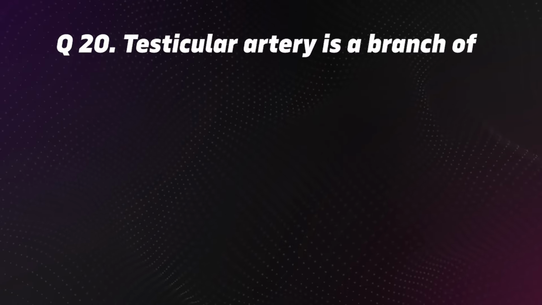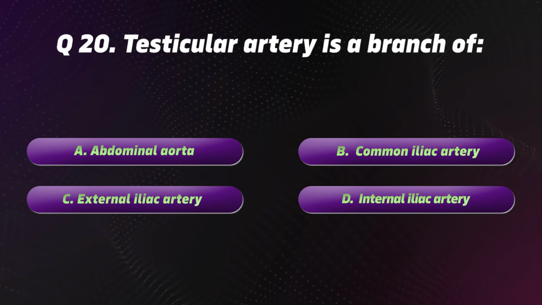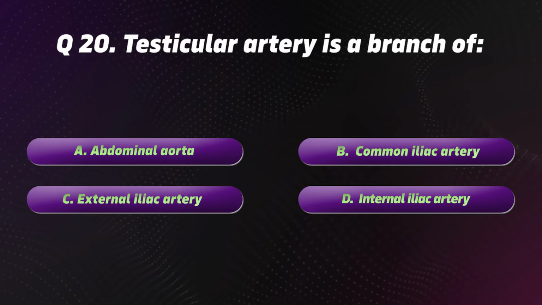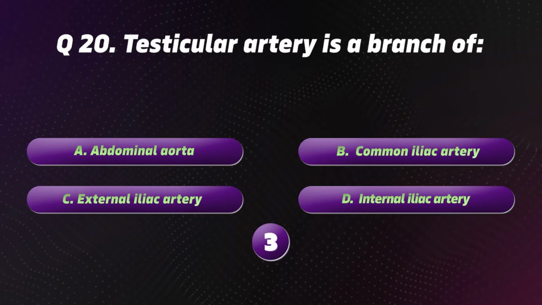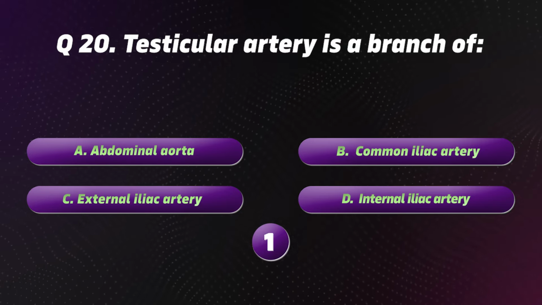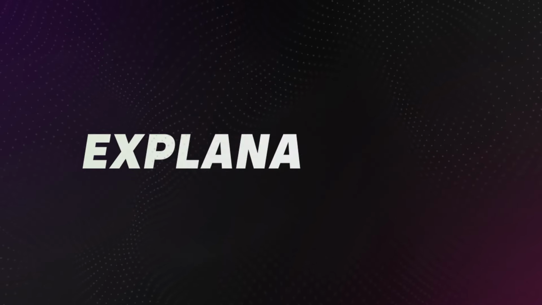Question 20. The testicular artery is a branch of. Here are the options. A. Abdominal aorta. B. Common iliac artery. C. External iliac artery. D. Internal iliac artery. And the correct option is A, abdominal aorta. Here's the explanation.